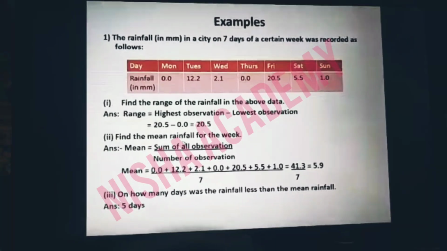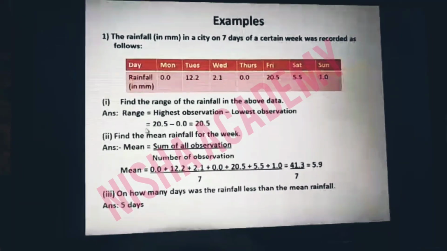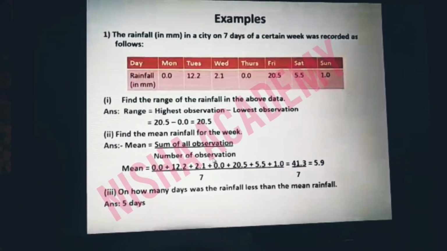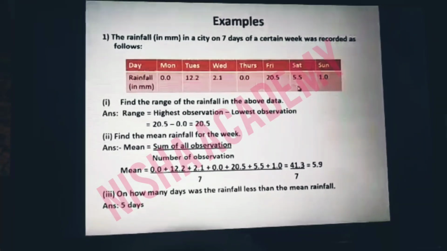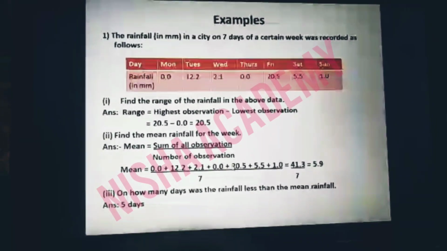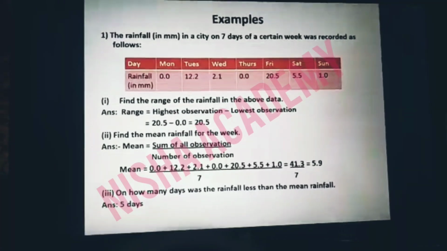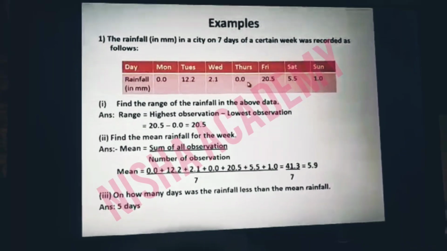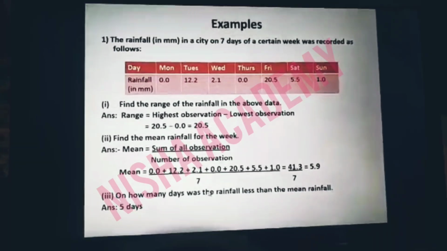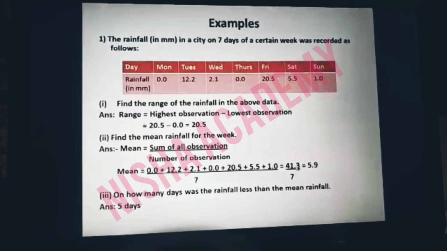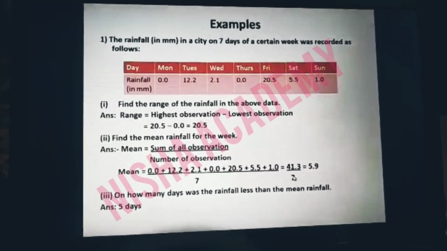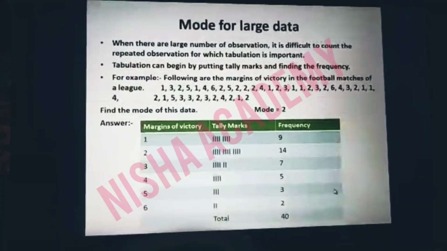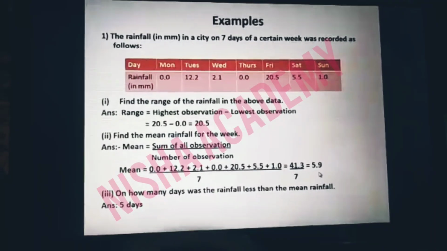Now find the mean rainfall. What is the formula of mean? Sum of all observations upon the number of observations. So you have to write all the observations and then add them, and divide by the number of observations. How many observations are there? 1, 2, 3, 4, 5, 6, 7. So divide by 7. So it will be 41.3 upon 7, which is equal to 5.9. So what is your mean? 5.9.